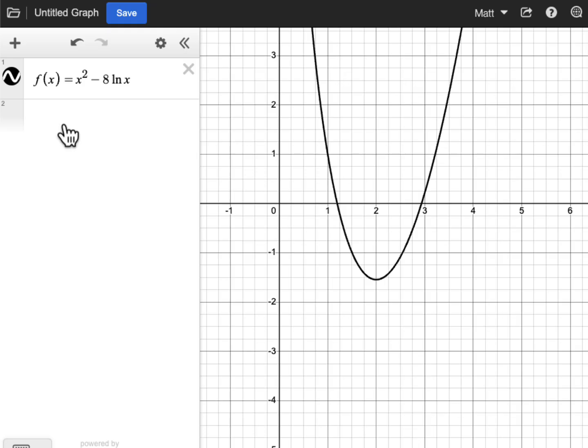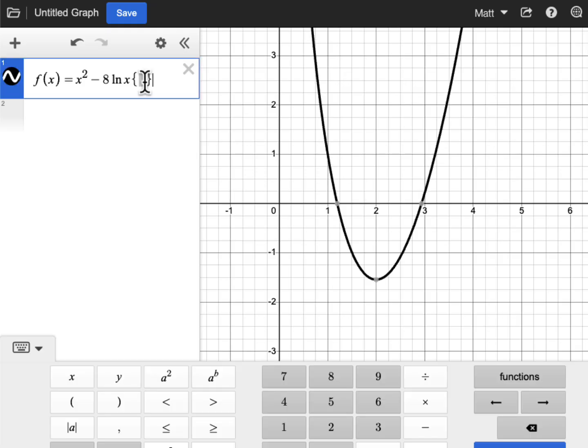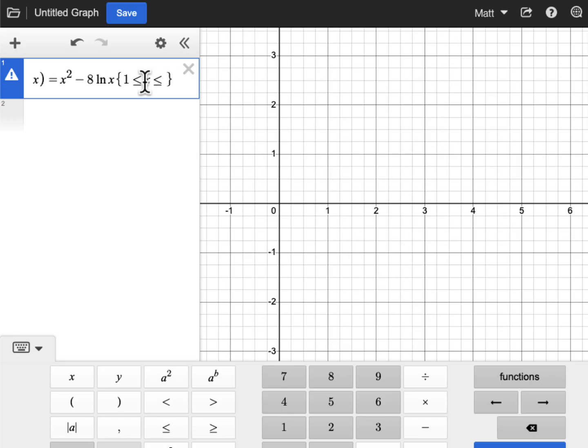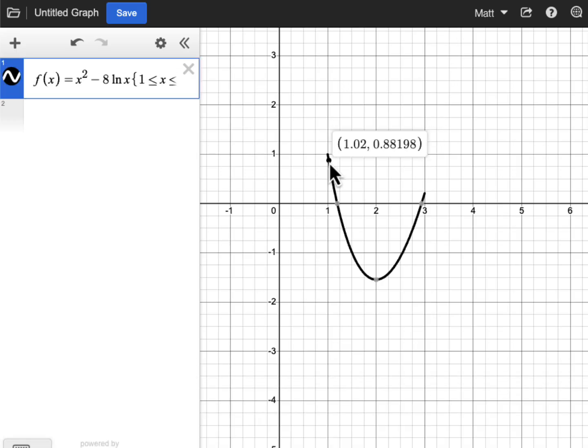Confirming with technology, here's our function. Let me crop it using curly brackets. 1 less than or equal to x less than or equal to 3 gives us this portion of the graph. And sure enough, we have an absolute maximum at (1, 1) and an absolute minimum at 2, approximately negative 1.545. This right endpoint is a local max, but is not an absolute max.